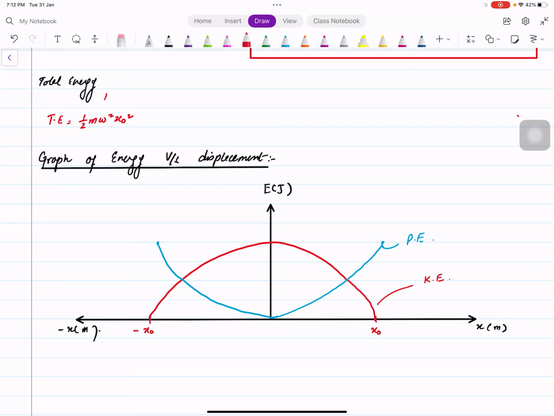Obviously, the total energy curve is going to be constant throughout, because total energy cannot be created nor destroyed, right? So whatever the sum of energy at these points are, they're going to be the same, right? Is that clear?